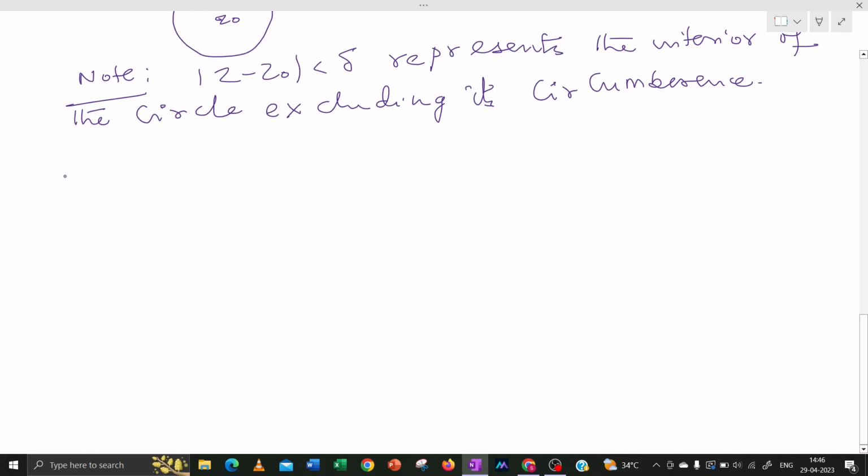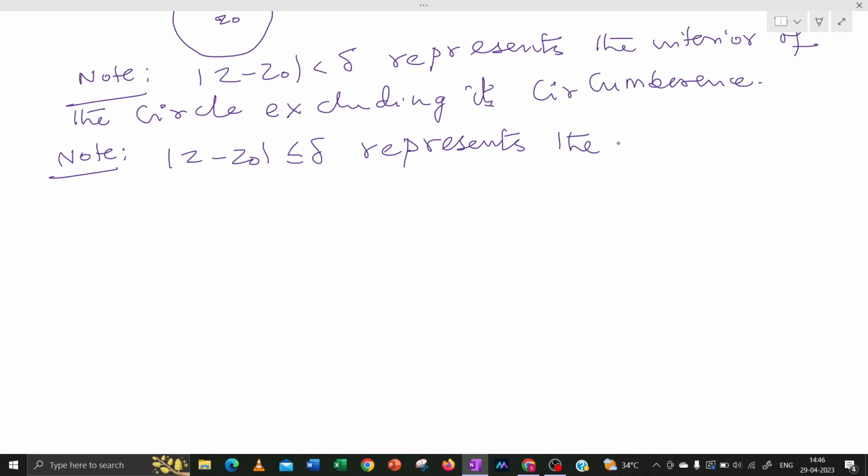Next point, in case you are writing mod z minus z naught less than or equal to delta, that includes both interior and circumference points. It represents the interior of the circle including its circumference.